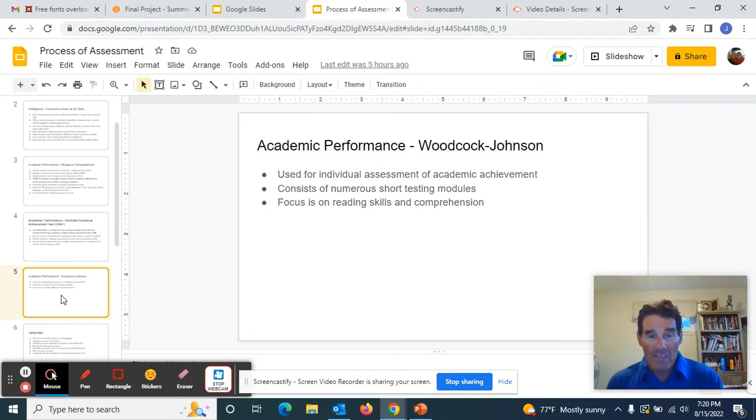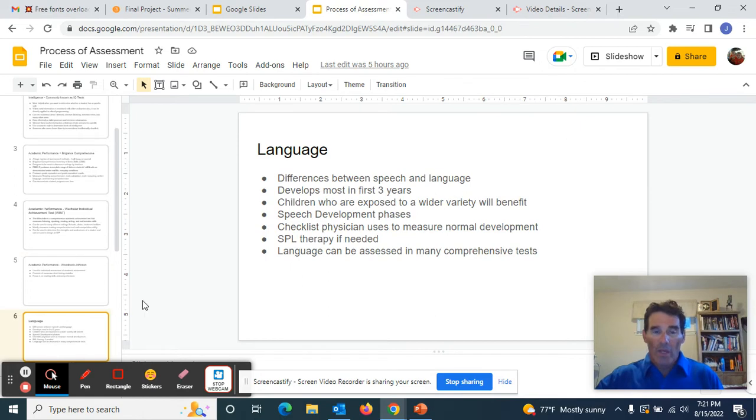It's short testing modules, which is good for students who have trouble paying attention. They're not asked to do something very long. They're about 5 minutes each. The focus there is on reading skills and comprehension. So that really helps them focus in on what they're doing, and you can break it up easier. There can be more breaks. You can give some one day and do little bits at a time, which really helps students as they go through it.